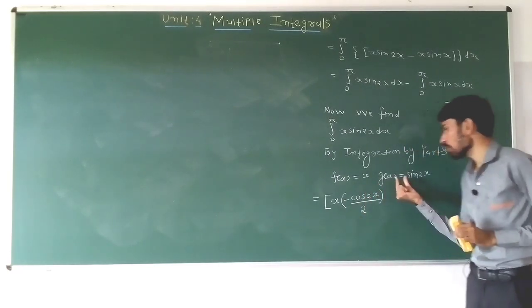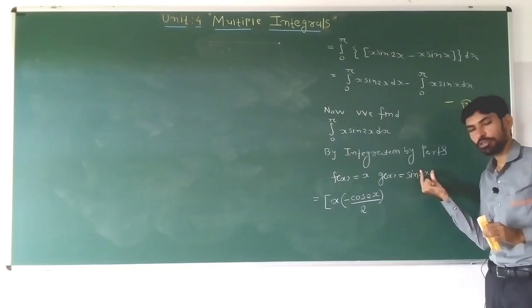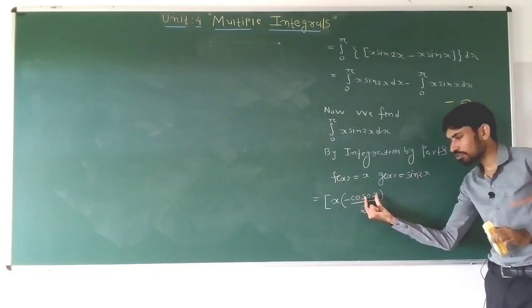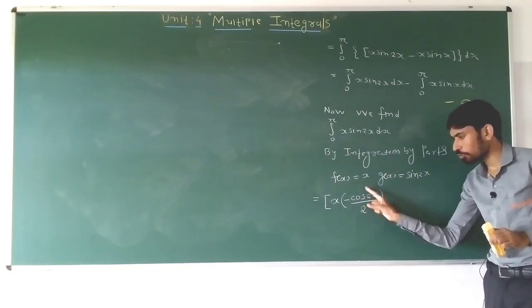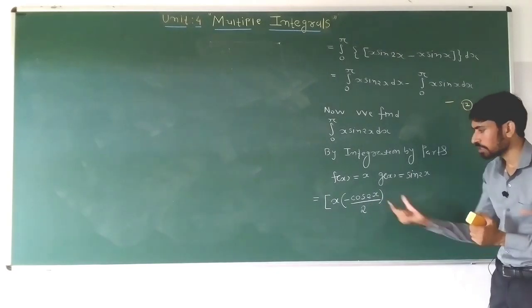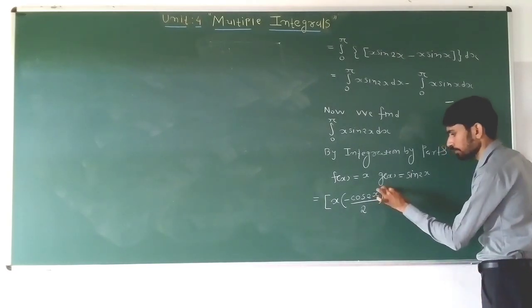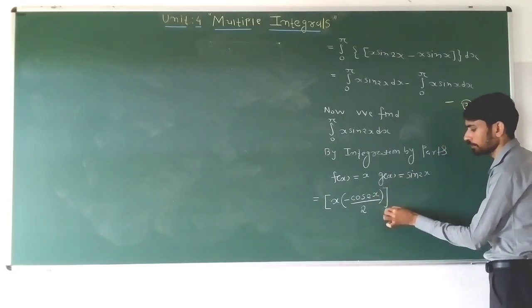So integration of g of x, sin 2x, will be minus cos 2x, and in the denominator the derivative of 2x will be 2. So this is the integration of g of x, and we apply its limit 0 to pi.